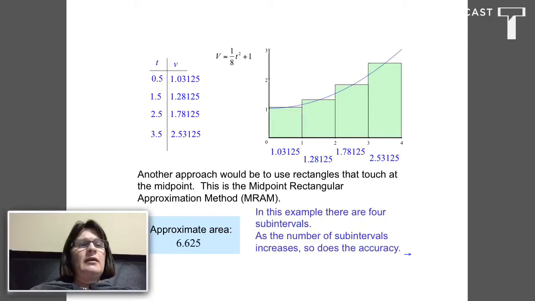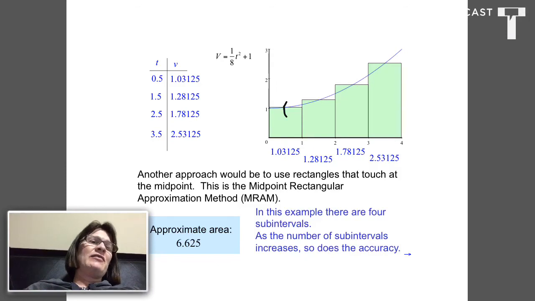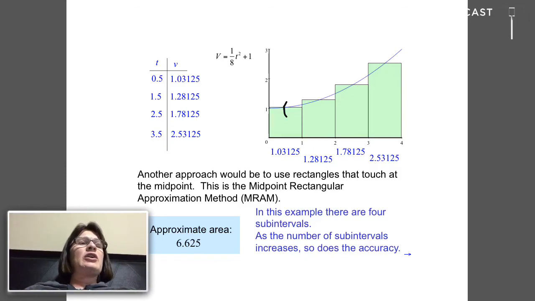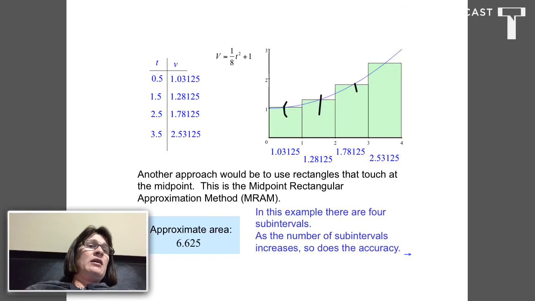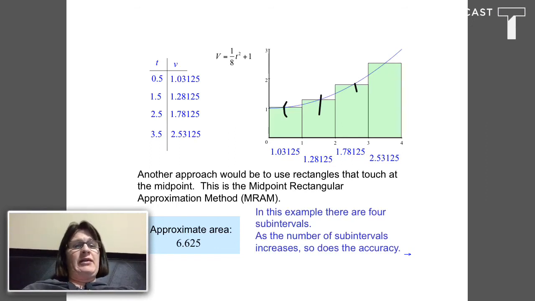One more. You could have the rectangles touch at their midpoint. So the middle of this interval from 0 to 1 is 0.5. So I use the curve value when time is 0.5 as the height of the rectangle. And then here when time is 1.5. And I can again add up the 4 areas of the 4 rectangles, and I get an approximation for the area under the curve.